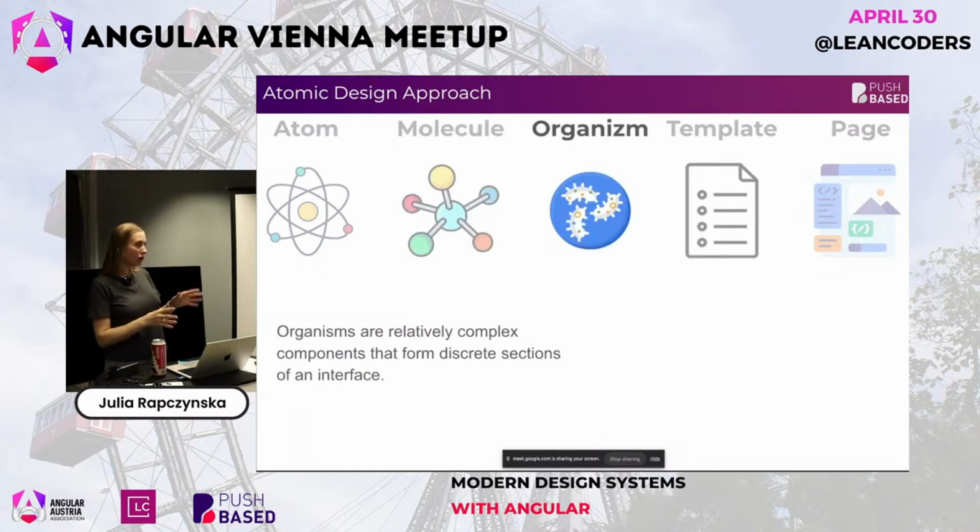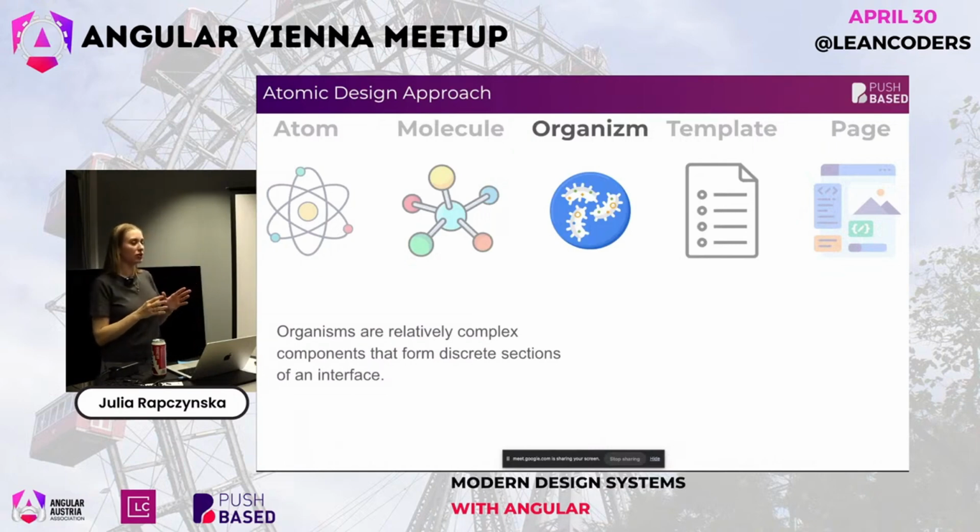Then we have the organism, and organisms are already relatively complex components that sometimes hold a piece of business logic. So if you think of the organism compared to what you had before, you can think of the header component in your application, right? The header consists of small pieces like buttons, sometimes an input, you can have a logo, you can have some icon there, but it is still dependent, for example, on the state of your header, whether you're a logged user or a non-logged user, so you have some logic going on behind.